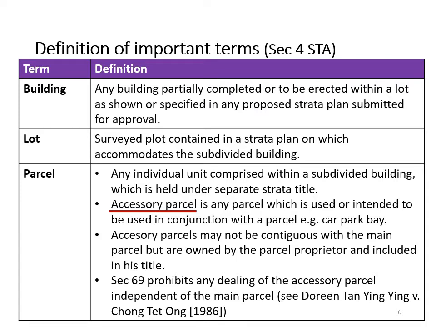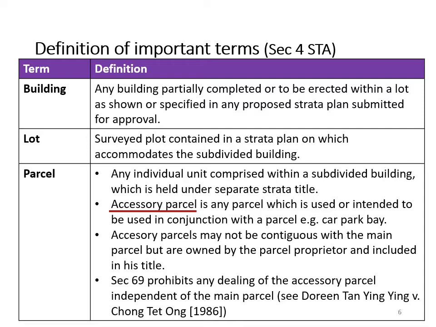So the next point, it says there, Section 69 prohibits any dealing of the accessory parcel independent of the main parcel. So what does that mean? That means that you cannot sell or lease your car park just now, your accessory parcel, independently, separately from your main parcel in the subdivided building. It must be sold together with the parcel in the subdivided building. You cannot separate these two.